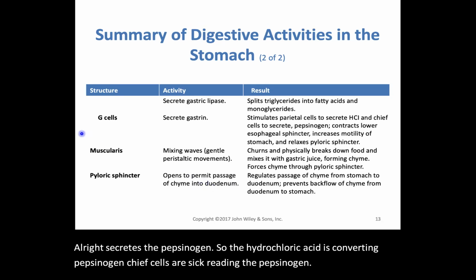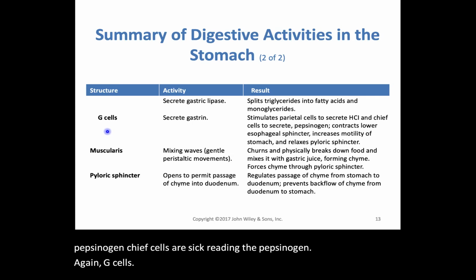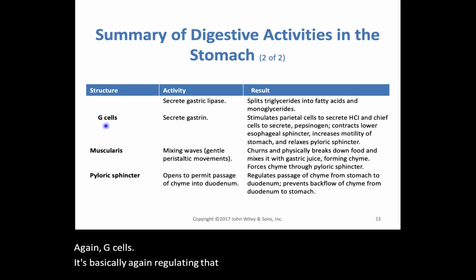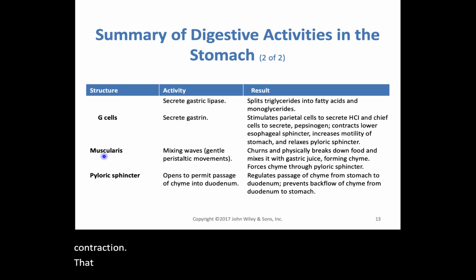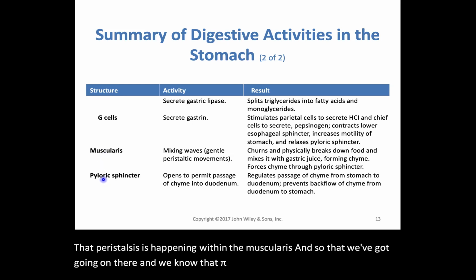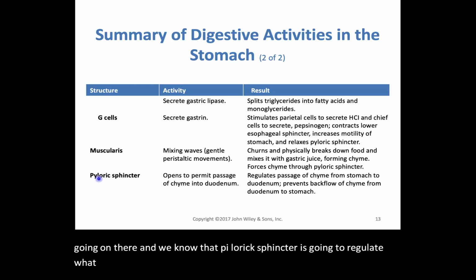Again, G cells. All right. It's basically regulating that peristalsis or that muscular contraction. That peristalsis is happening within the muscularis, and so that's what you've got going on there. And we know that the pyloric sphincter is going to regulate what is coming in and out of the stomach.